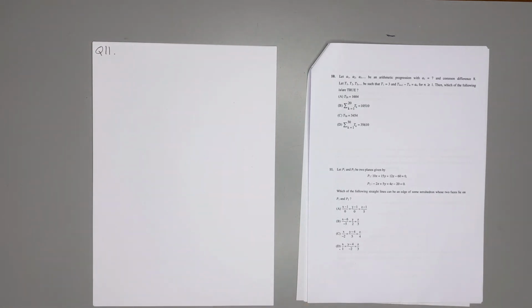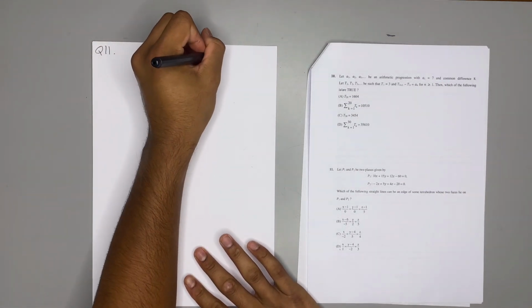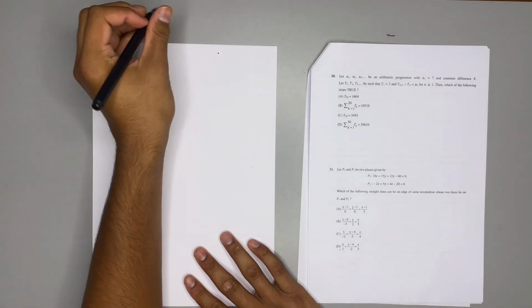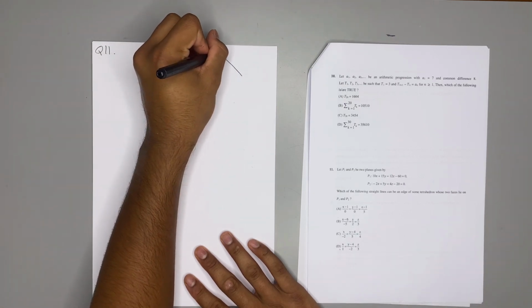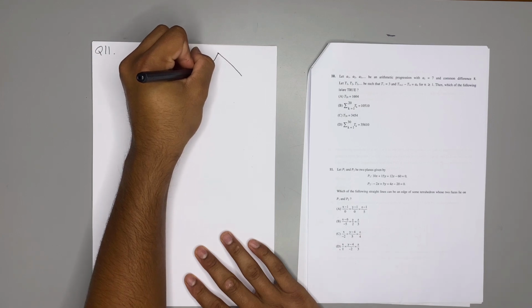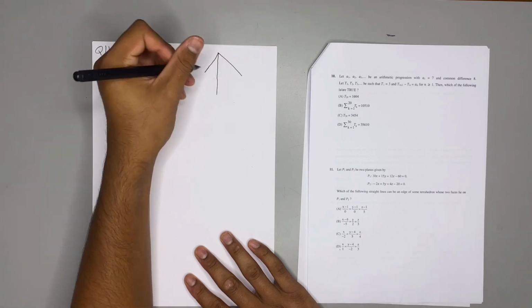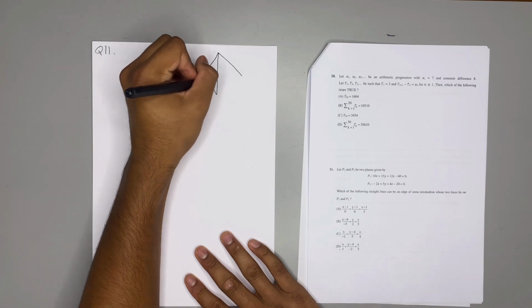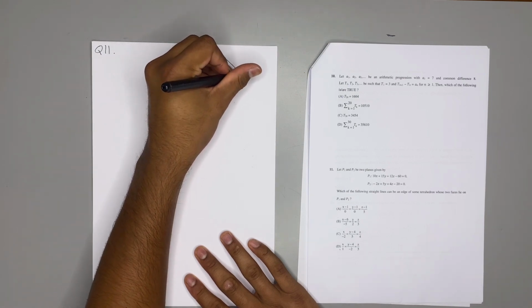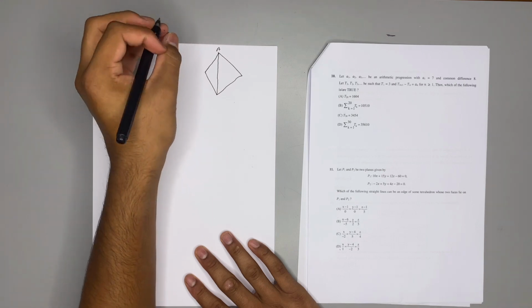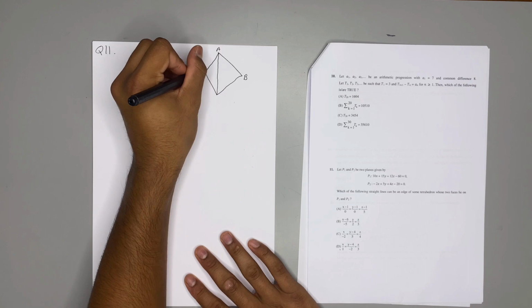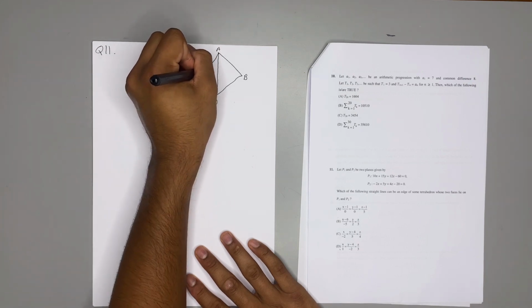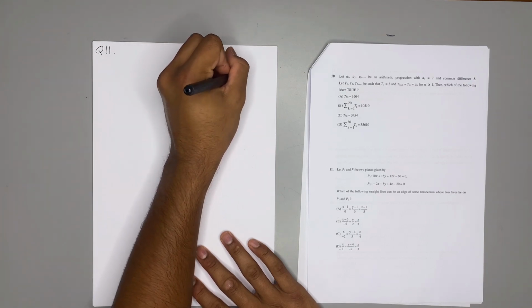Question 11. First thing I'll do is try and draw up a tetrahedron, just so that, again, we can understand what we're looking to find. Correct. A, B, C, and D, and then we can go line at the back.